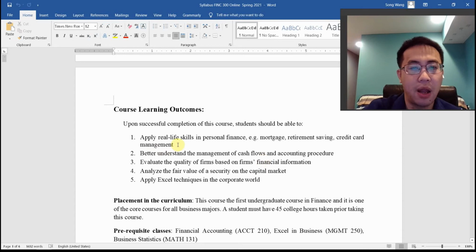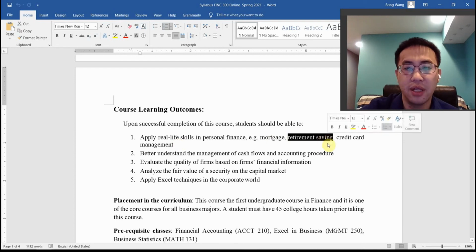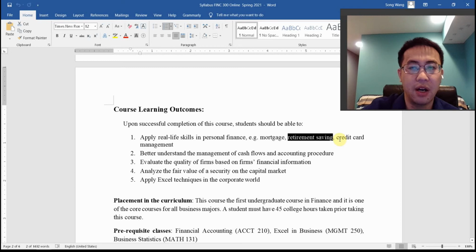Okay, so here are some of the learning outcomes for the class. First, you should be able to apply real-life skills in personal finance. For example, if you're about to take a mortgage to buy a house, you should be able to know your affordability and how much money you should borrow from a bank. And upon successfully taking this class, you should also know how to save for retirement, how much money you should contribute each month in order to have an enjoyable retirement, and how to finance credit card bills. That's something we will talk about in the class.